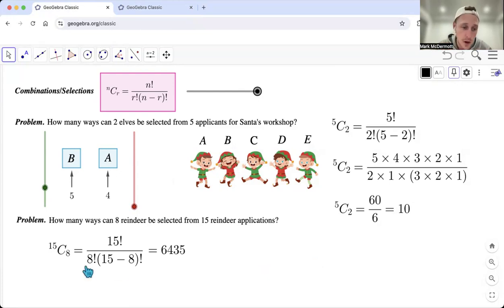And remember, we divided through by 8 factorial. So that means having Donner and Blitzen and having Blitzen and Donner is the same thing, right? We don't care about the order that they're in.